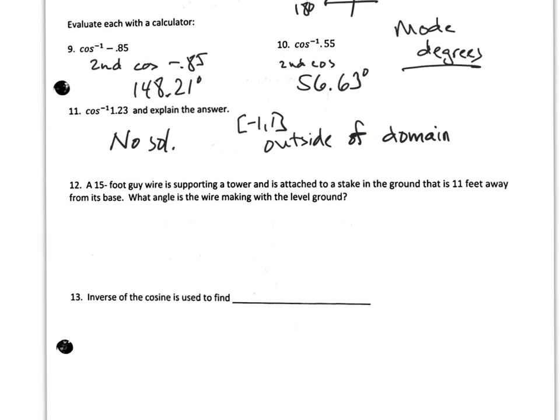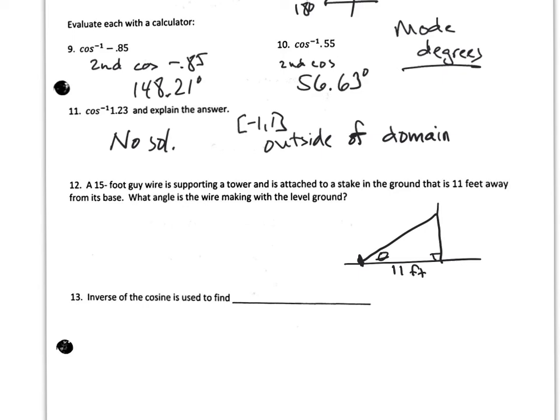Now, number 12 is just your typical problem that you had in geometry. We have a 15-foot guy wire supporting a tower. We're going to assume, just for the sake of argument, that the tower is perpendicular with the ground. So we're going to assume we have a right angle. And here's the wire holding it up. It's attached to the stake in the ground, so here's our stake, and on the ground it's 11 feet from the base of the pole. What angle is the wire making with the level ground?